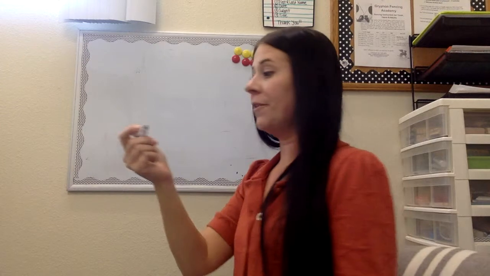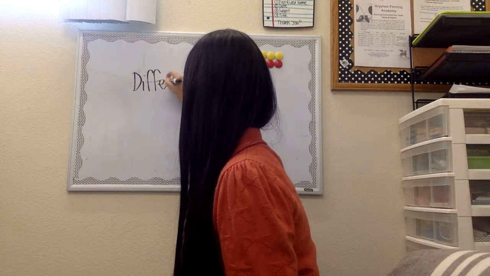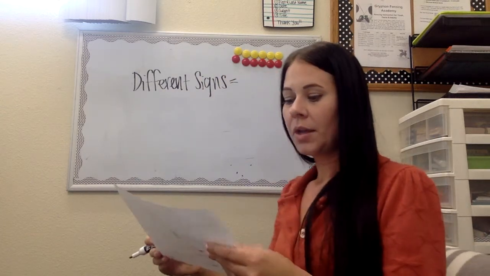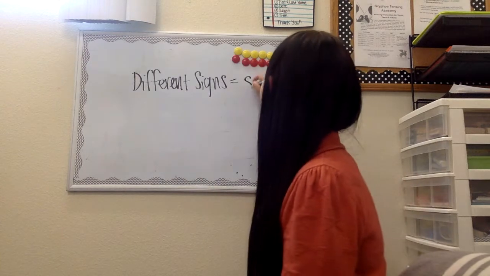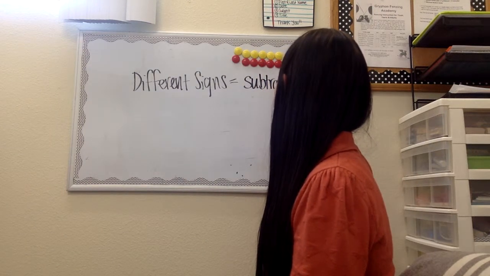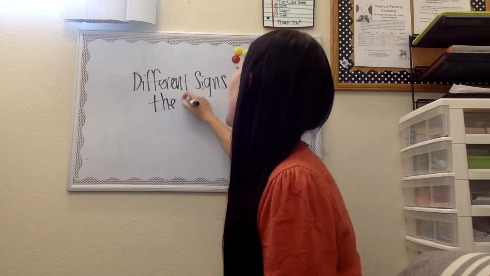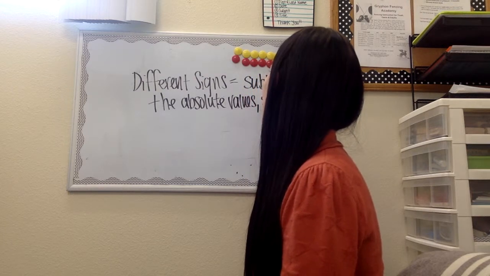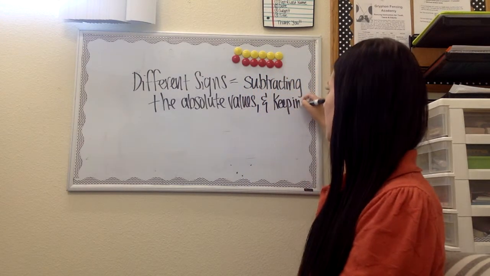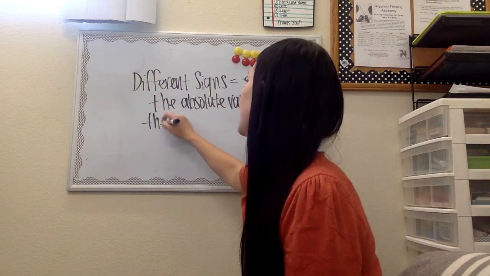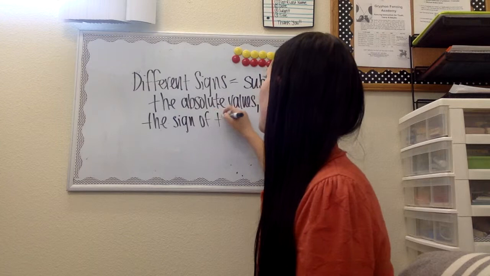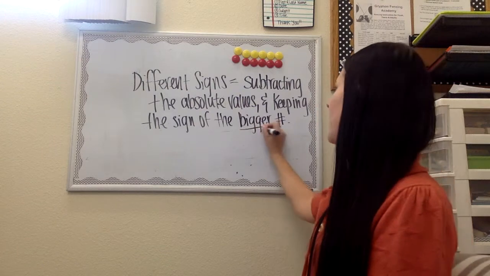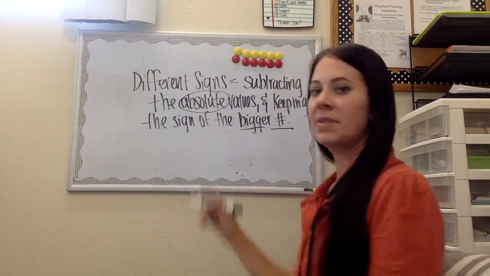If I have different signs, okay, technically you are subtracting the absolute value and keeping the sign of the bigger number. Now, when I say bigger number, I am really talking about the absolute value.